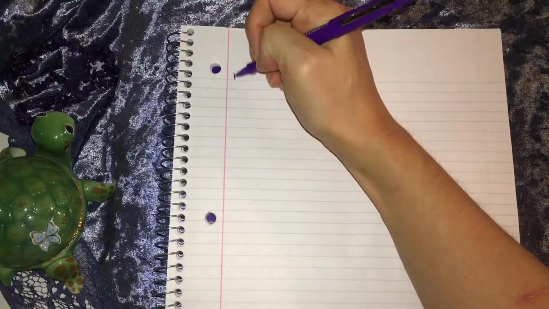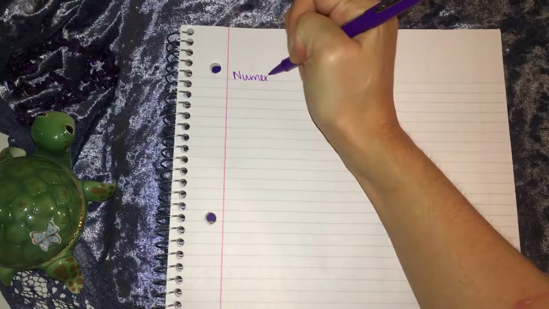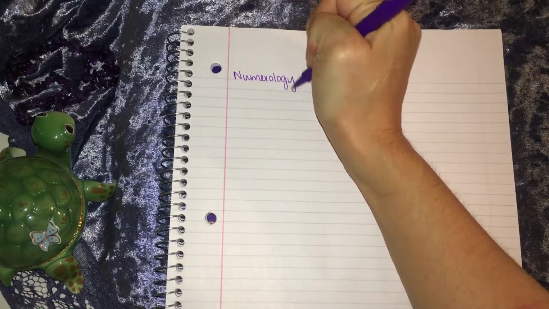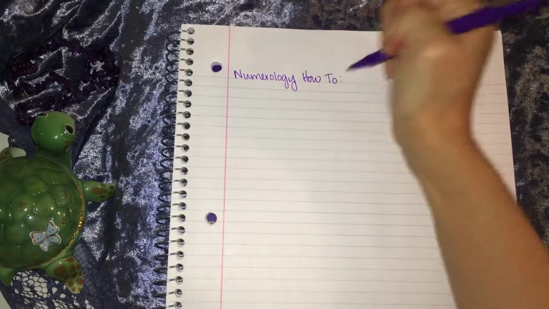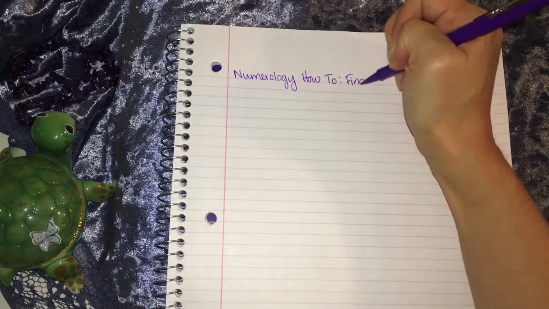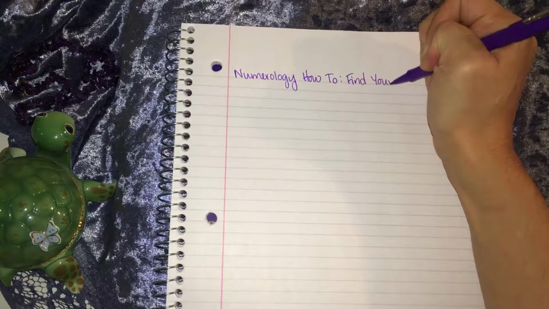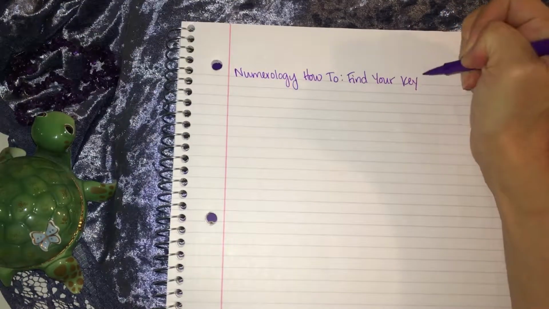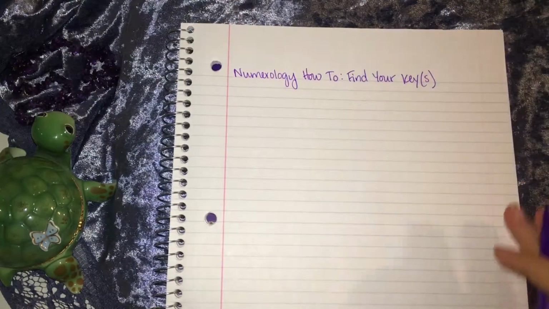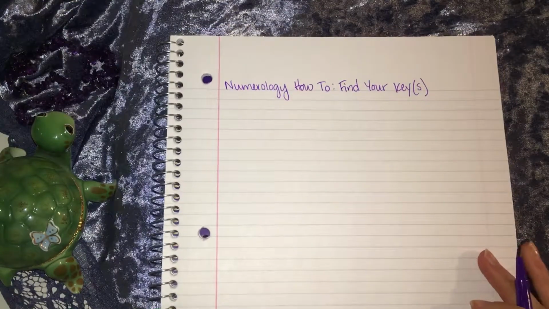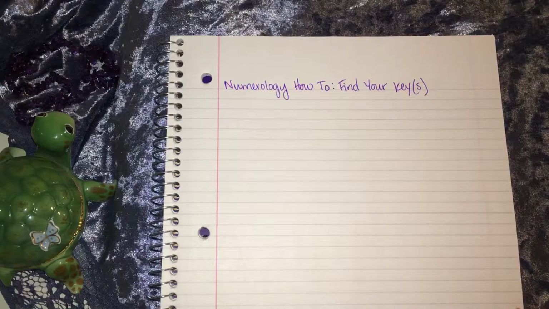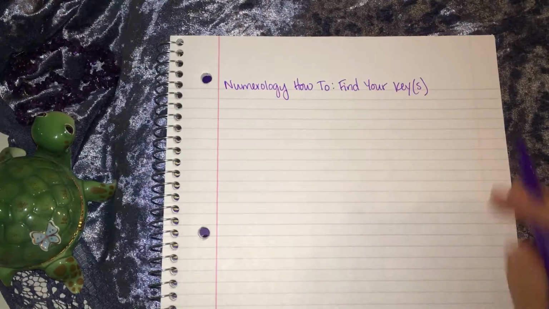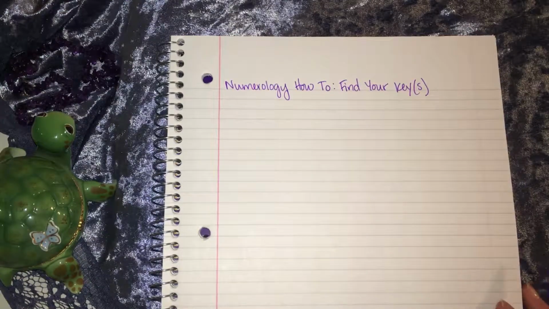Hey, it's Anna, and this is a numerology how to find your key, or keys, if perhaps you have a name. Well, you probably have a name. If you have a name but you go by a different name, then you could have more than one key.